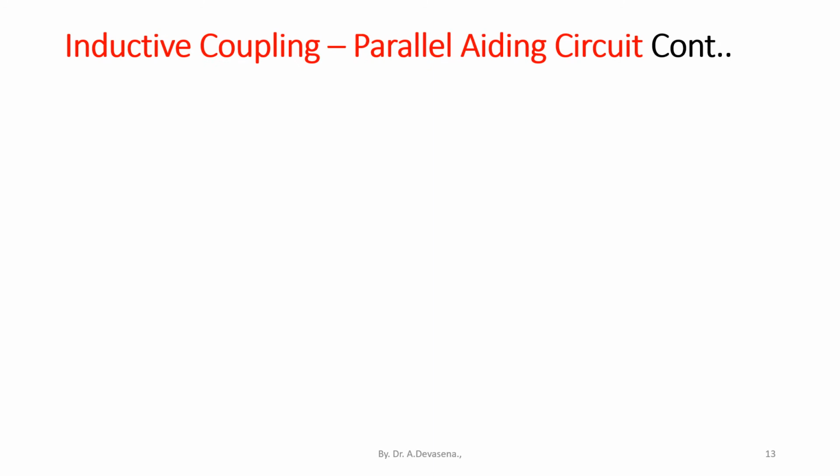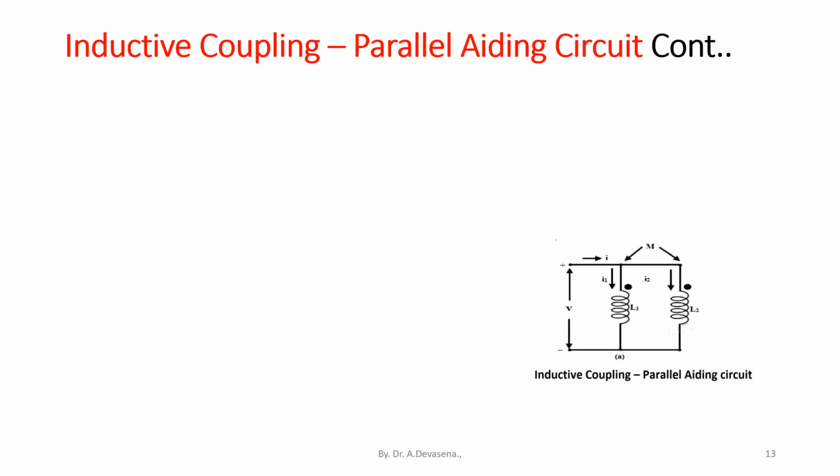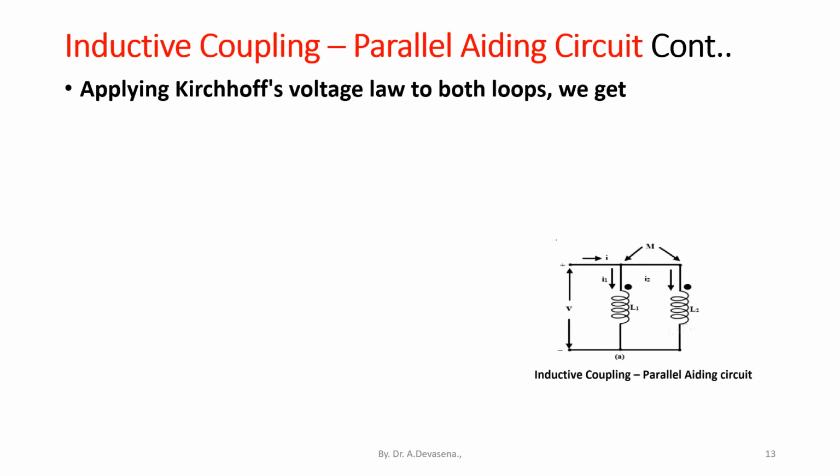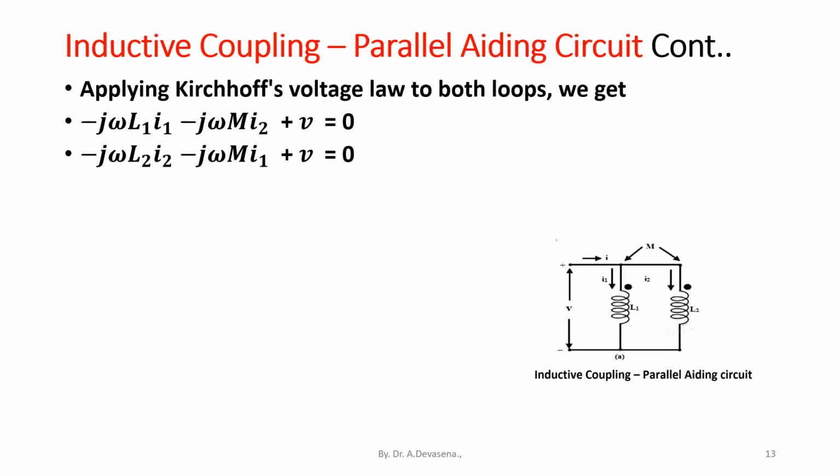Applying Kirchhoff's voltage law to both loops, we get minus jωL1 I1 minus jωM I2 plus V is equal to 0. This is for loop 1. And minus jωL2 I2 minus jωM I1 plus V is equal to 0. This is for loop 2.